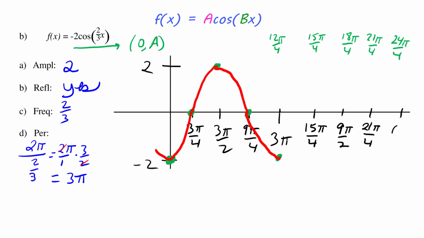24 pi over 4 is 6 pi. And just to double check, that's twice 3 pi. After the minimum at 3 pi, the graph goes up to a 0, then a maximum, a 0, and a minimum. And then we can put in the segments. And we'll go a little bit to the right to see where the graph would continue.